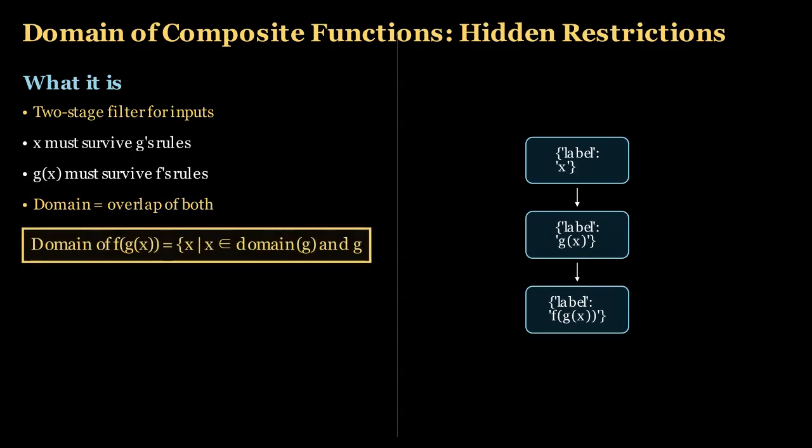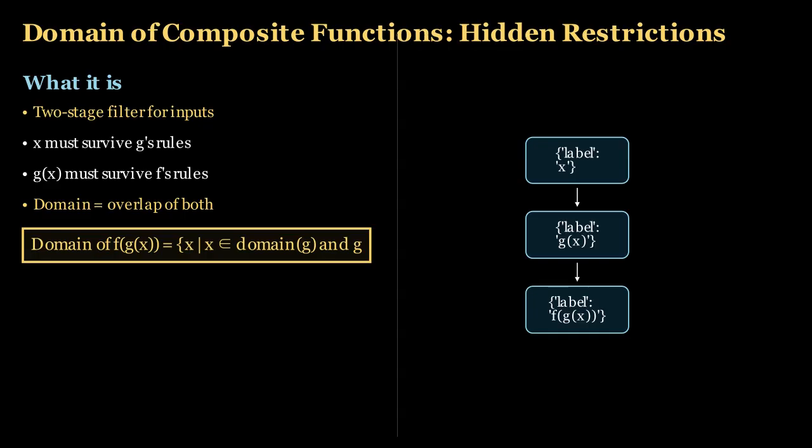Think of it as a two-stage filter. First, x must be a valid input for g. Then, the output g of x must be a valid input for f. Only the x values that pass both checks make it into the domain of the composite. If x fails either stage, it is kicked out.